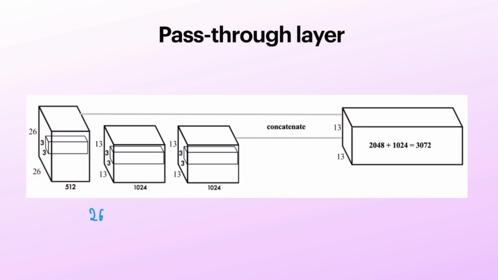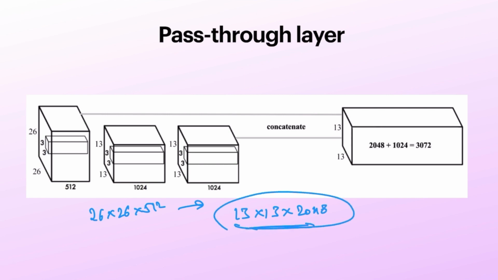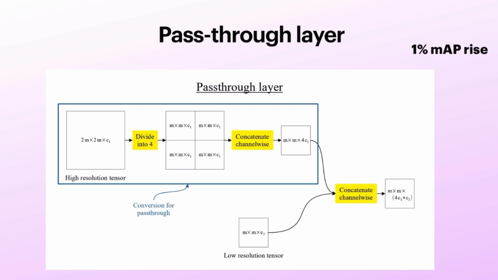This is actually 26 by 26 by 512. This is reshaped into 13 by 13 by 2048. So then this 13 by 13 by 2048 is concatenated with this 13 by 13 by 1024 coming here. Finally, these 2048 and 1024 became 3072. So this is how the pass-through layer works. But how can I actually reshape this one to this? You have the equal number of feature cells, so you just need to reshuffle. So this is how you can do it.